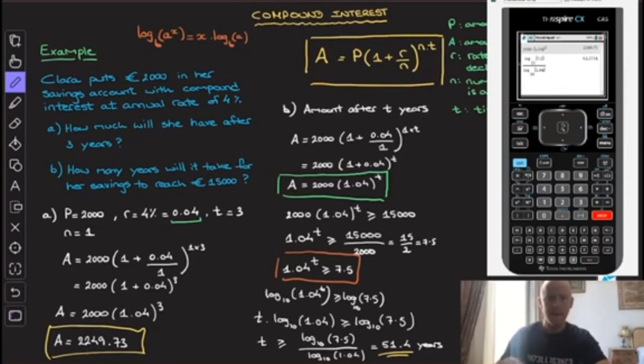Now, of course, in the real world, you don't just put 2,000 euros at the start and wait. You will add money, say, every month or every year at whatever interval you need. But essentially, that's how you're going to build up some capital or a proper amount of savings. But nonetheless, if she had just put 2,000 aside and waited for 51.4 years, she would have 15,000 euros, right?